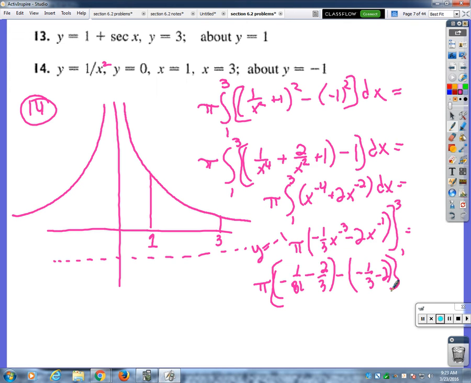Well, because -1/3 x to the -3rd is really -1 over 3x cubed. No, because it's to the -3rd. So yes, 3 cubed is 27, but that means 3 to the -3rd is 1 over 27. And then this just works out to be something that we want.